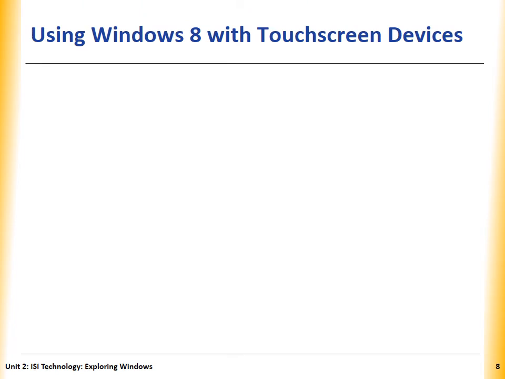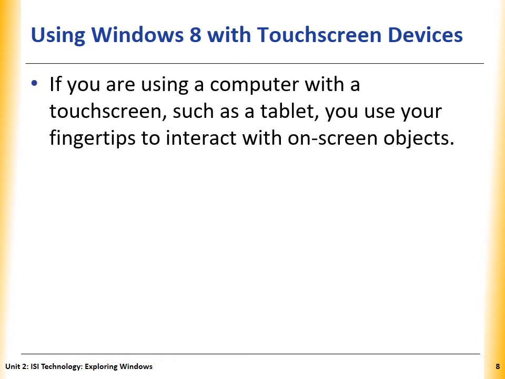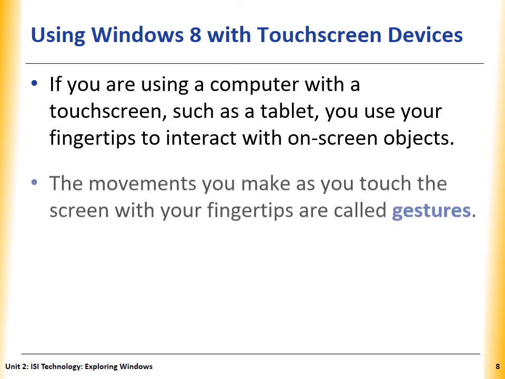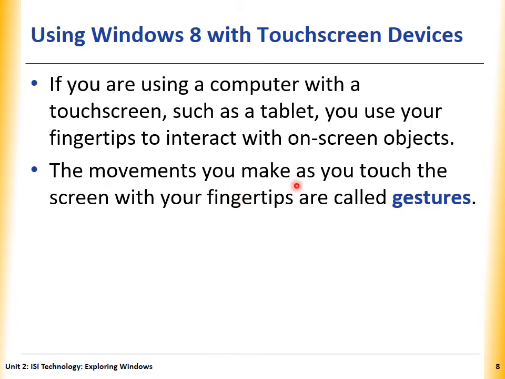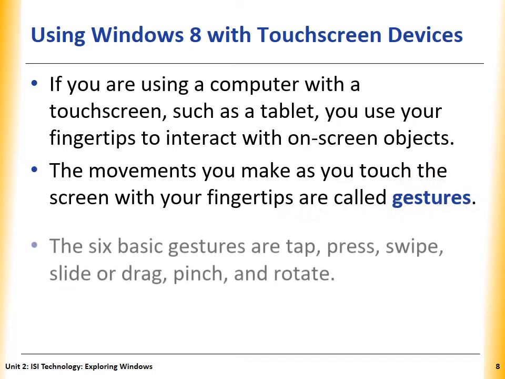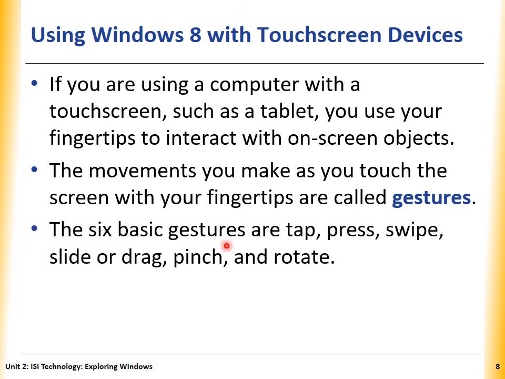Now we are going to use Windows with touch screen devices. If we are using a computer with a touch screen, we are going to use our fingers, like the phone, for example. Do you use a mouse or keyboard, or just your fingers? Movements that make you touch the screen with your finger are called gestures. The 6 basic gestures are tap, press, swipe, slide or drag, pinch, and rotate.